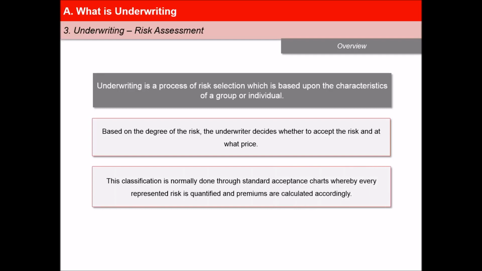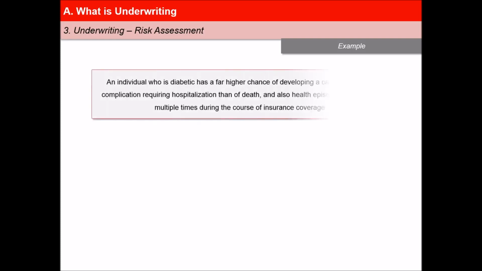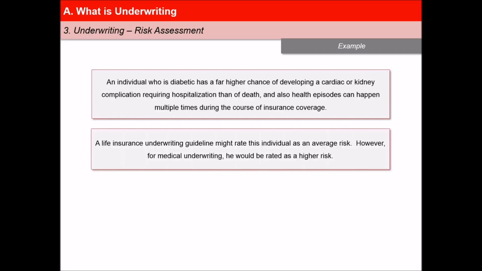This classification is normally done through standard acceptance charts, whereby every represented risk is quantified and premiums are calculated accordingly. An individual who is diabetic has a far higher chance of developing a cardiac or kidney complication requiring hospitalization than of death. Also, health episodes can happen multiple times during the course of insurance coverage. A life insurance underwriting guideline might rate this individual as an average risk, but for medical underwriting, he would be rated as a higher risk.